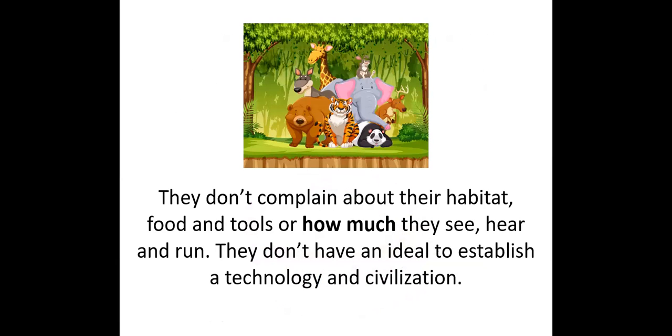Animals don't complain about their habitat, food, and tools, or how much they see, how much they hear, how much they run. But we complain about how much we run, how much we see, how much we hear. So we invented microscopes to see the small things. We invented telescopes to see the things far from us.